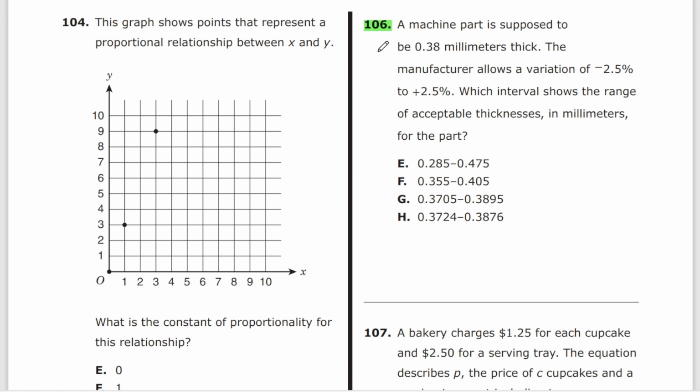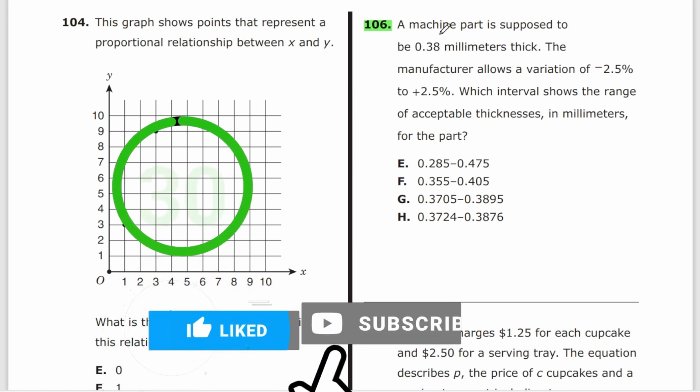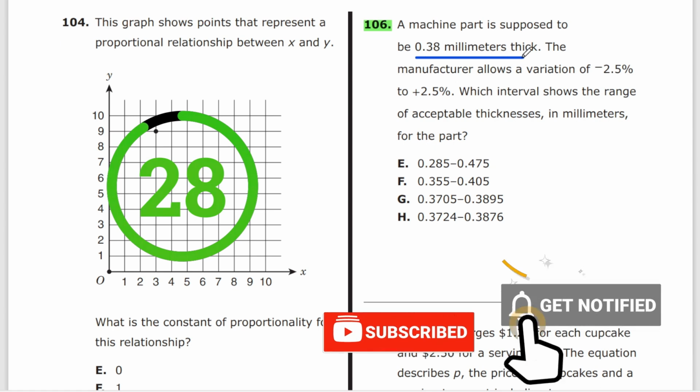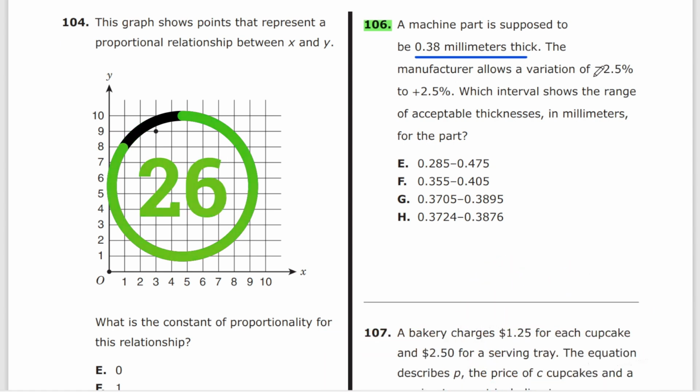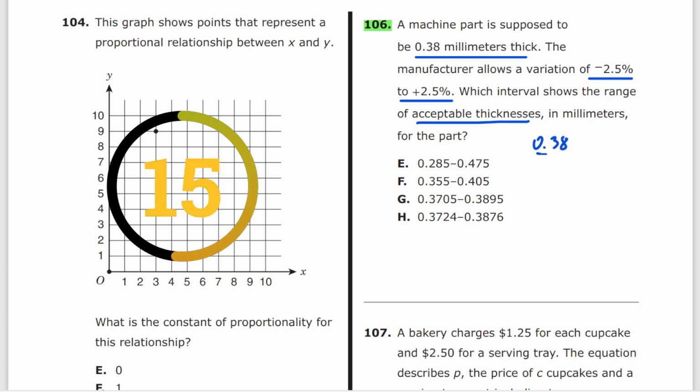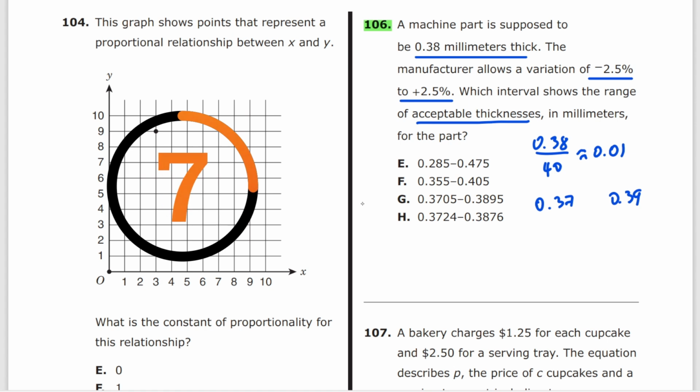So how can you do this problem in 30 seconds or less? A machine part is supposed to be 0.38 millimeters thick. The manufacturer allows a variation of -2.5 to +2.5%. Which interval shows the range of acceptable thickness in millimeters for the part? So I'm going to go with 0.38 divided by 40, I get roughly 0.01. So I'm in between 0.37 and 0.39. It's between G and H, but G is so much closer.